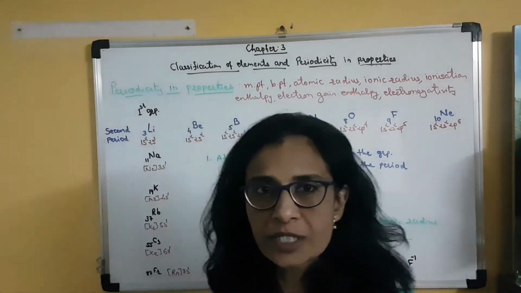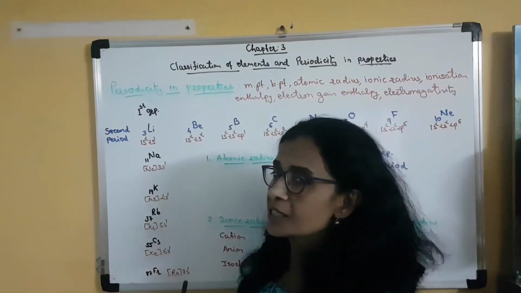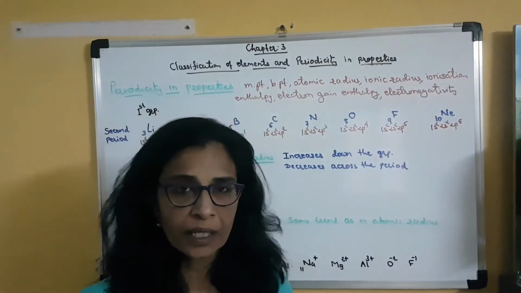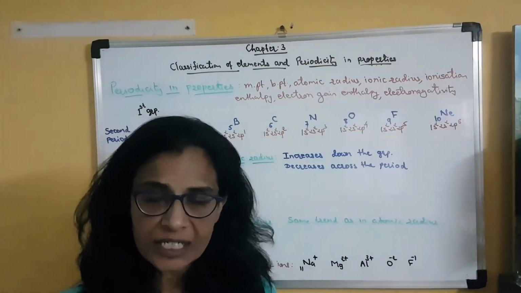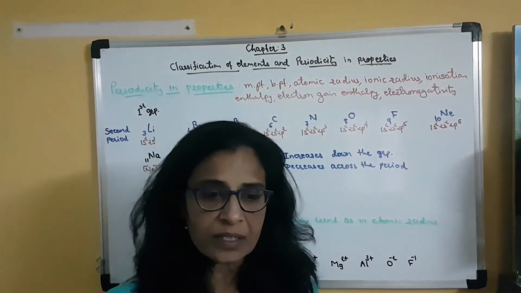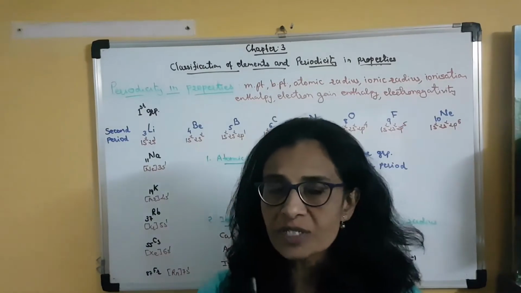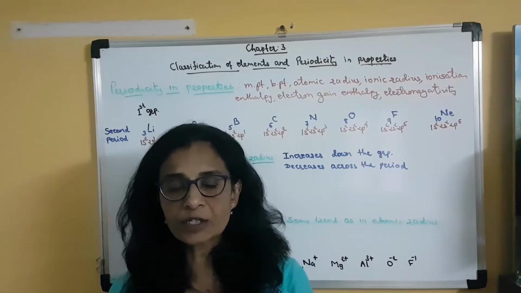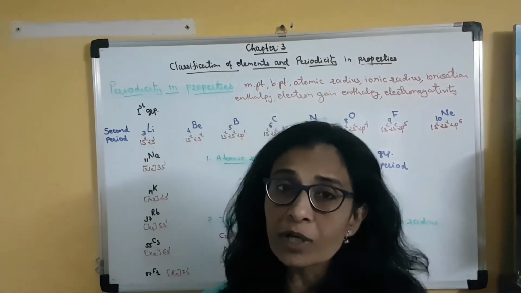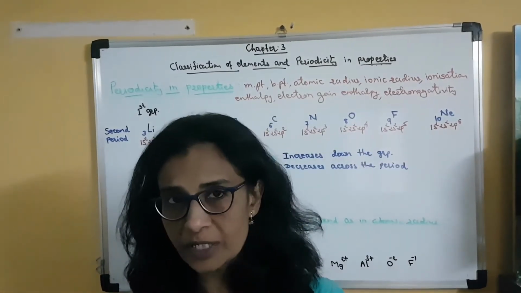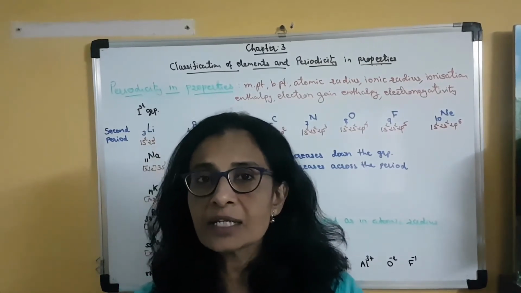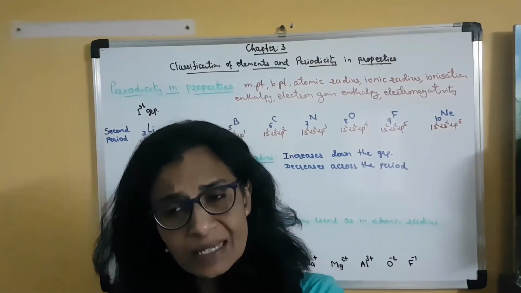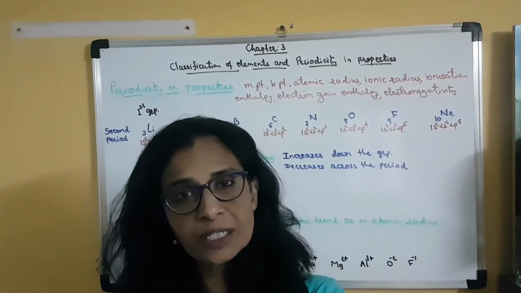Today we are going to discuss periodicity in the properties of the elements in the periodic table. Now what is meant by periodicity? Periodicity means when we examine the physical and chemical properties of the elements in the periodic table, there is some regular pattern observed in their properties. This regular pattern is called periodicity. It means after a certain atomic number there is repetition in the property.